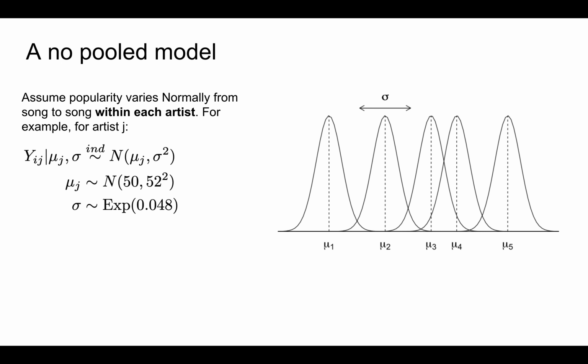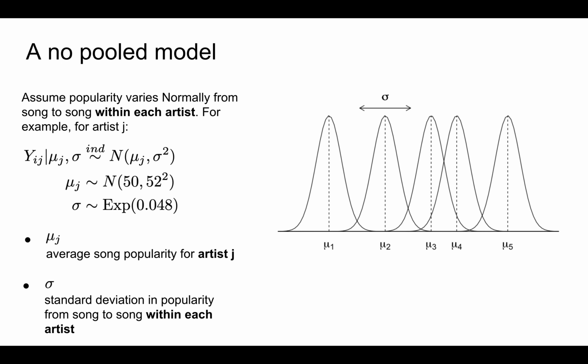In this model, μj represents the artist-specific average song popularity. For example, μ1 is the average song popularity for artist 1, μ2 is the average song popularity for artist 2, and so on. Thus, the individual models for each individual artist get a unique mean. And one artist's mean doesn't tell us anything about another's.